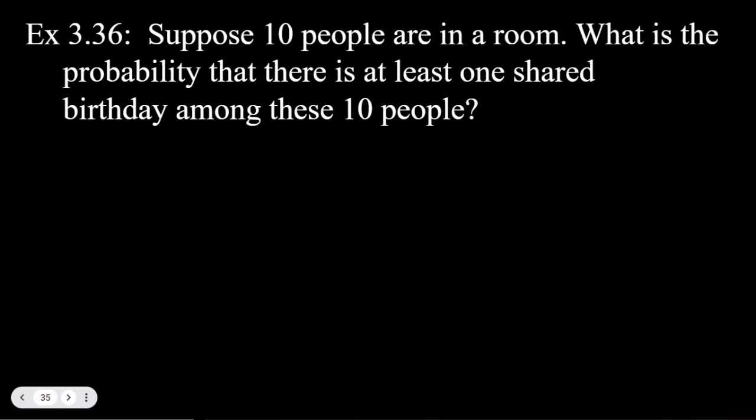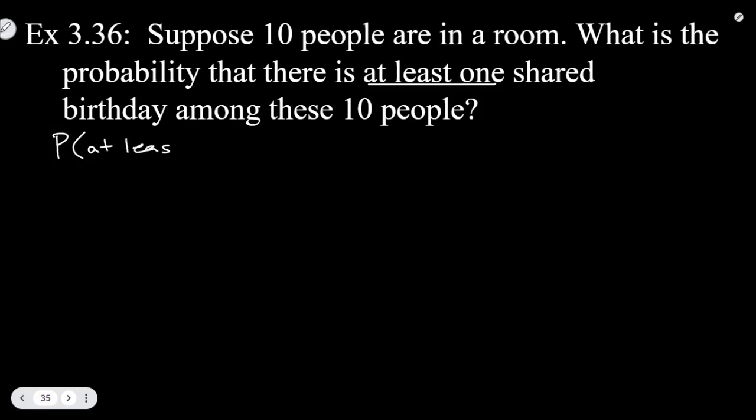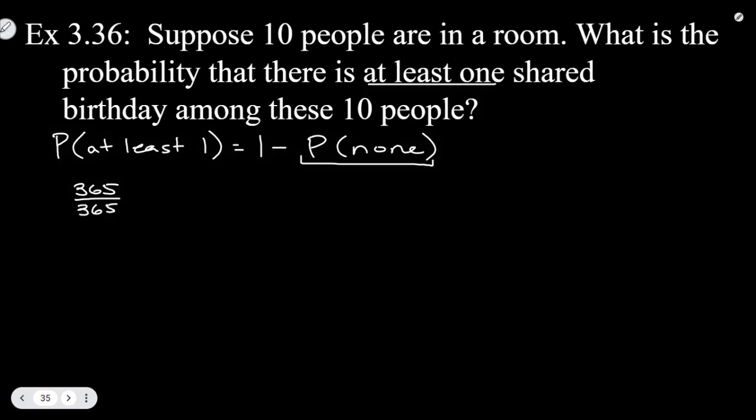Now 3.36, suppose that 10 people are in a room. What is the probability that there is at least one shared birthday among the 10 people? So at least one, remember we've seen this a couple times, the probability of at least one means 1 minus the probability of none. So we're going to first of all focus on this and figure out what are the chances that everybody's birthdays are different. So for the first person who walks in the room, their birthday could be any one of the 365 days out of the possible 365 days of the year.